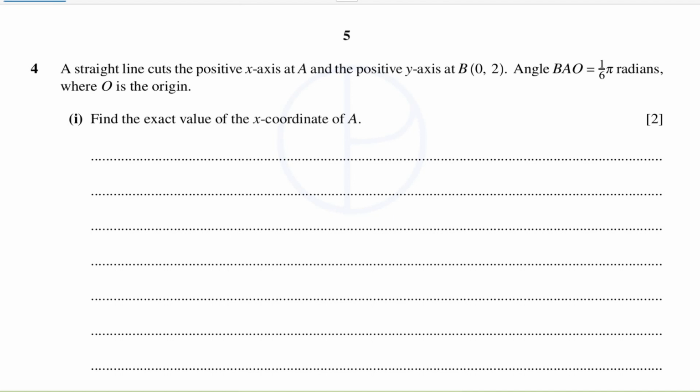A straight line cuts the positive x-axis at A and the positive y-axis at B, (0, 2). Angle BAO equals 1/6 pi radians, where O is the origin. Find the exact value of the x-coordinate of A.